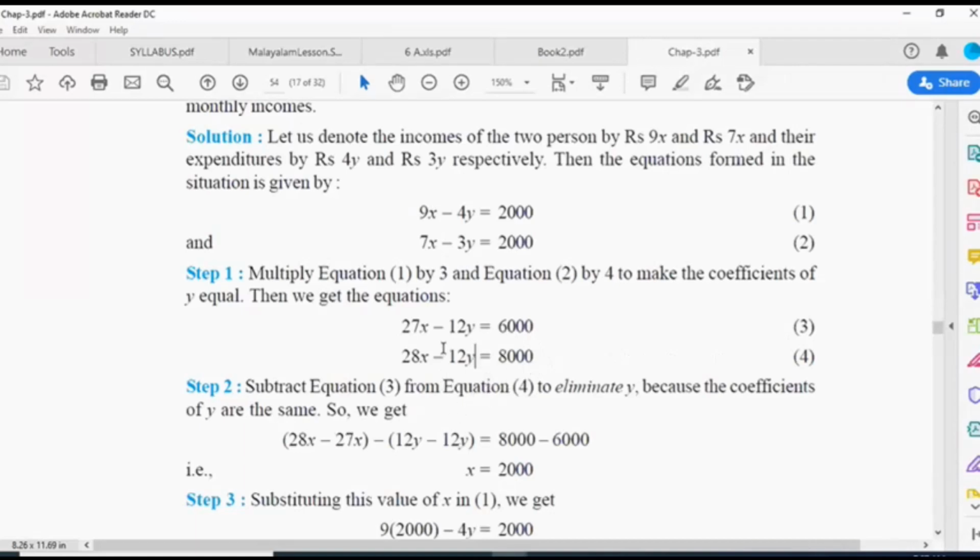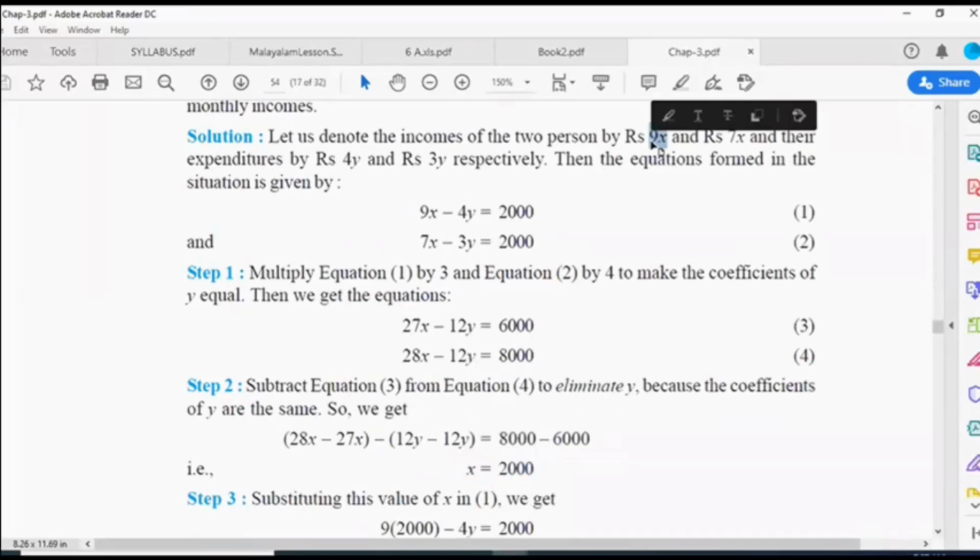If you do 4 minus 3, 28x minus 27x will be simply x. Then 8000 minus 6000 will be 2000. So we will get x is equal to 2000. Now substitute this value here.